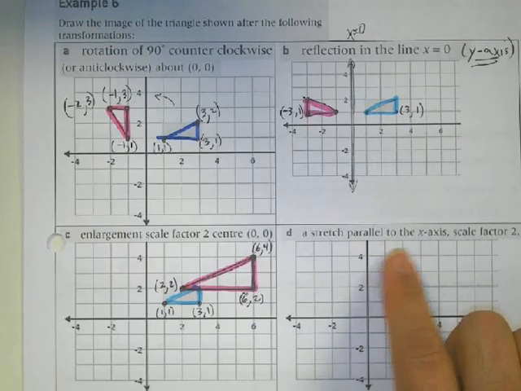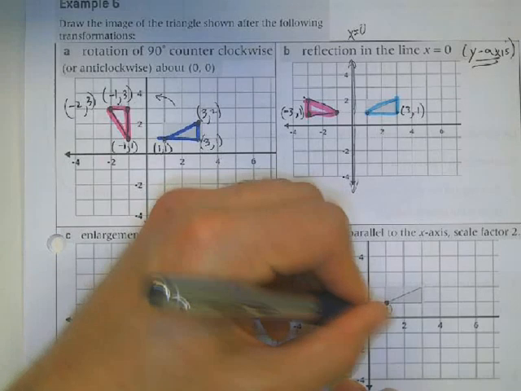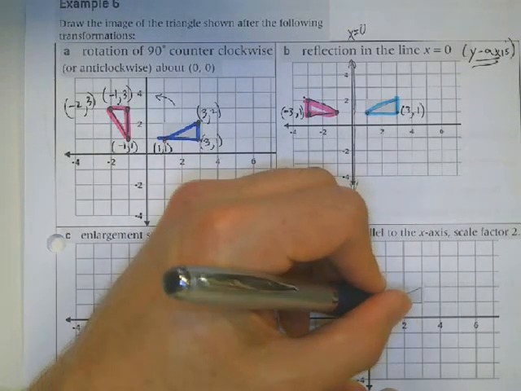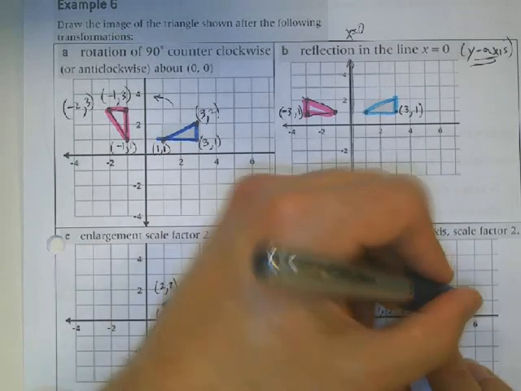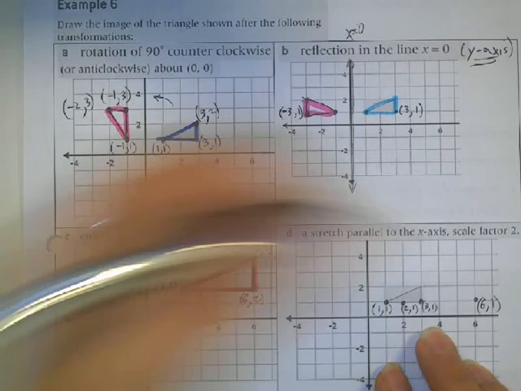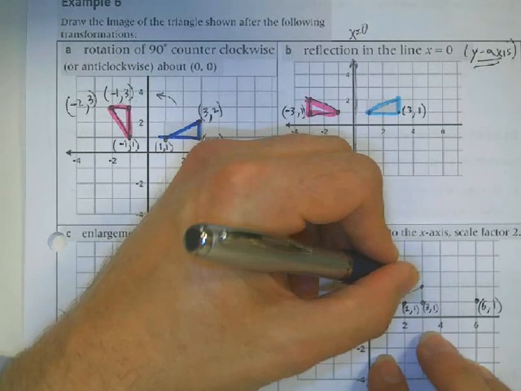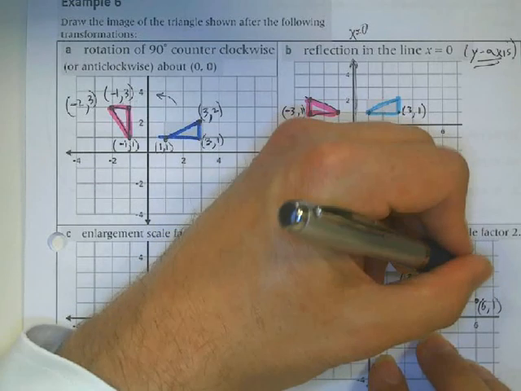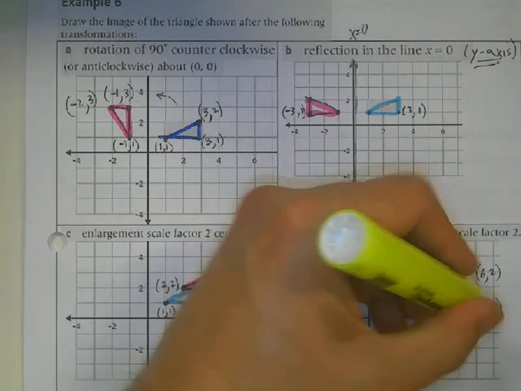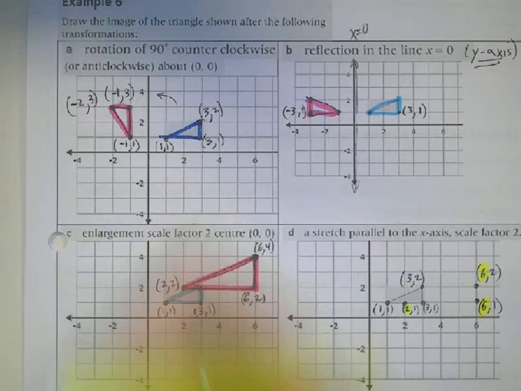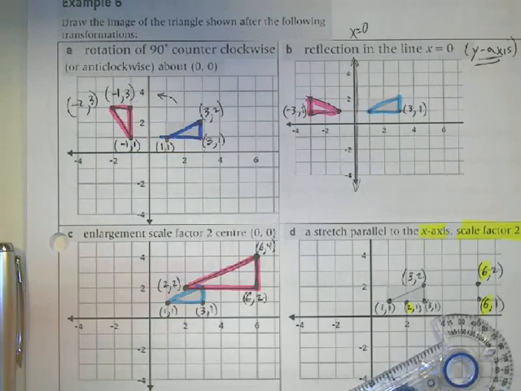Okay, stretching parallel to the x-axis. So that means this point (1, 1) is going to transform to (2, 1). This point here, (3, 1), is going to transfer to (6, 1). And this point here at (3, 2) is going to transfer to (6, 2). So basically what's happened here is the x value has been multiplied by a scale factor of 2.